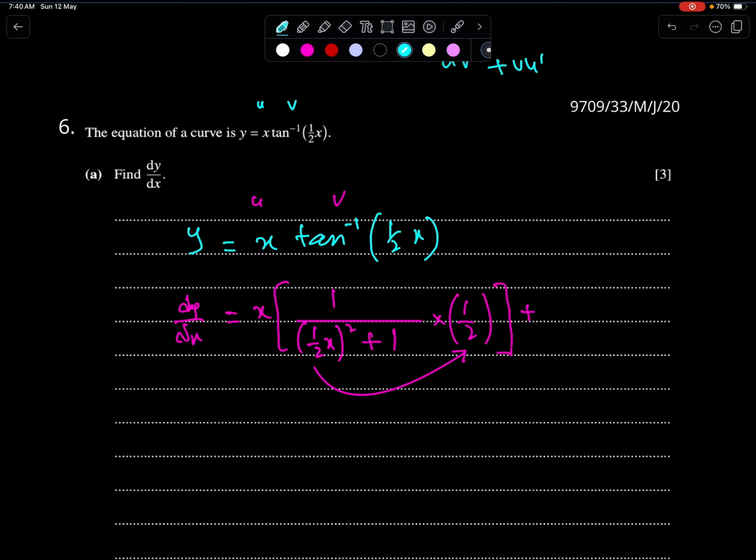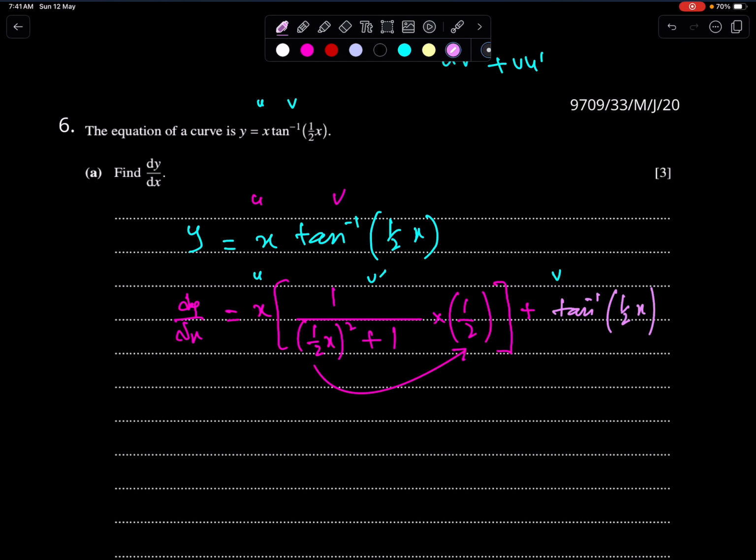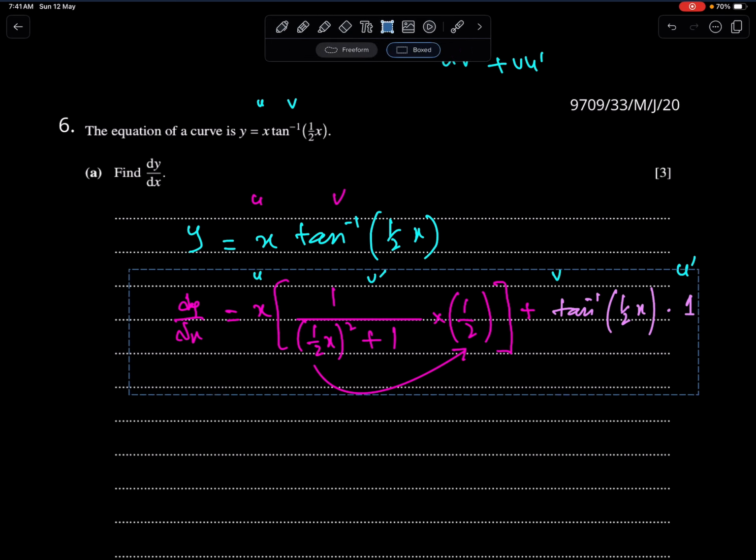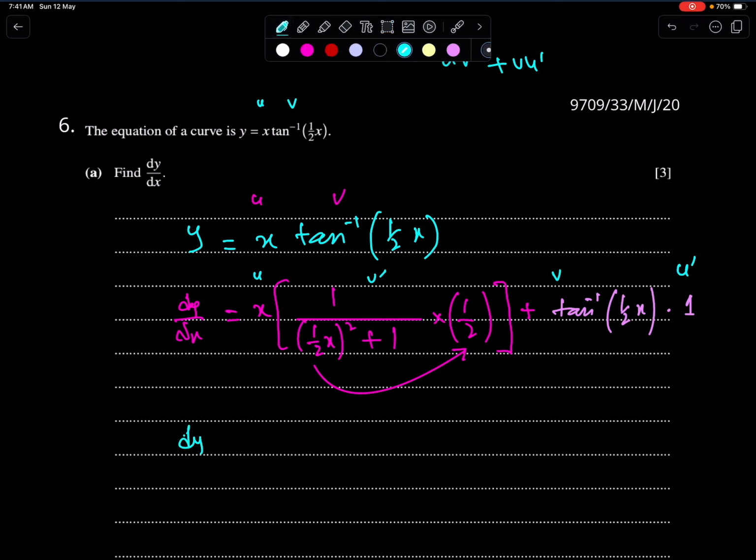Now according to UV rule, copy v and differentiate u. So v is tan inverse half x times differential of x, which is 1. This is u prime. Now we just need to simplify this.